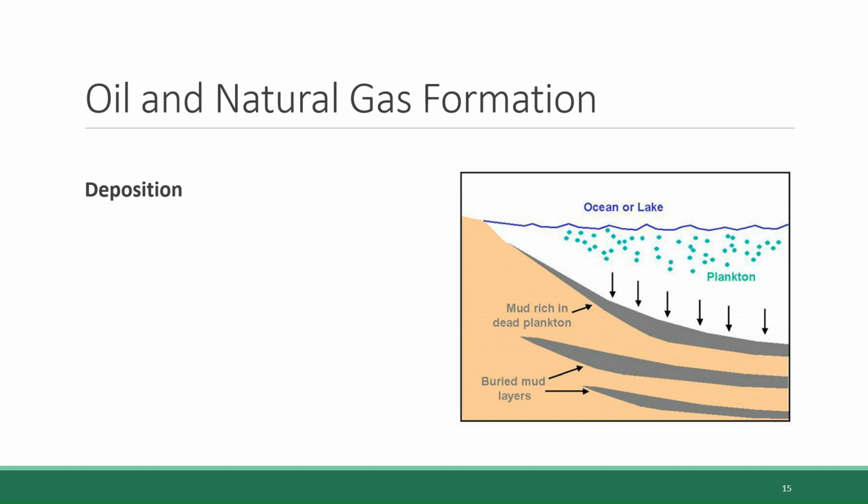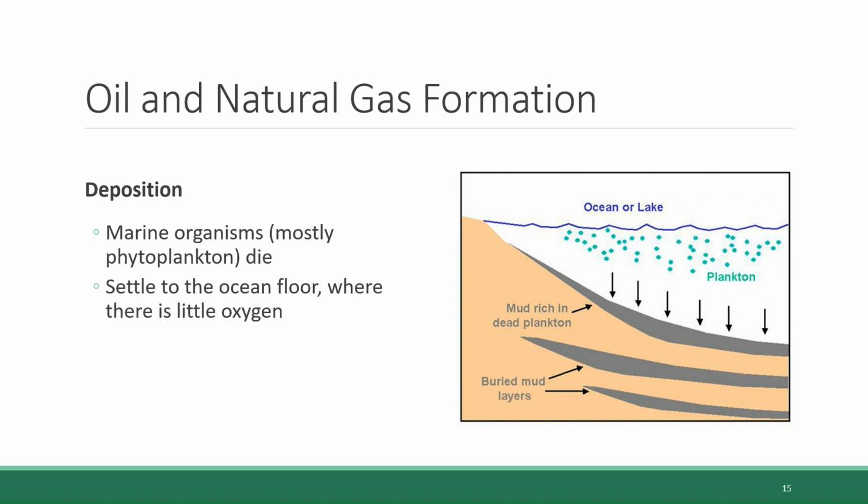The root word here is deposit. Basically, this describes the depositing of dead organisms that become the fossil fuel. For oil and natural gas, this process happens in water, mainly the ocean. Marine organisms, mostly phytoplankton, die and then settle to the ocean floor.